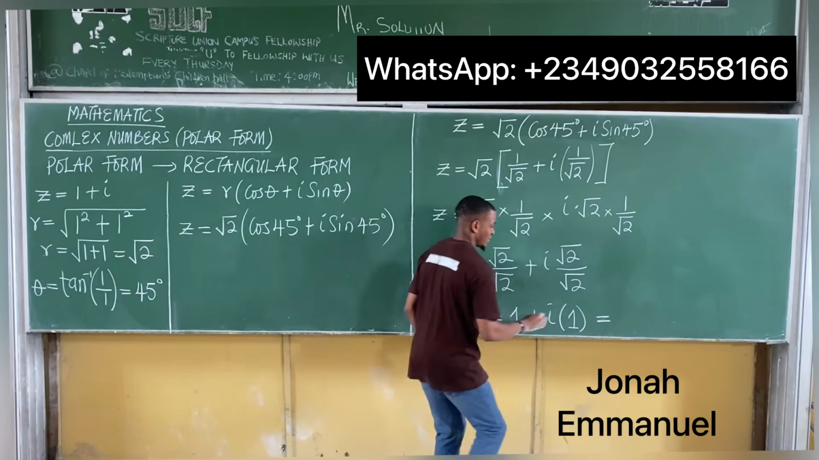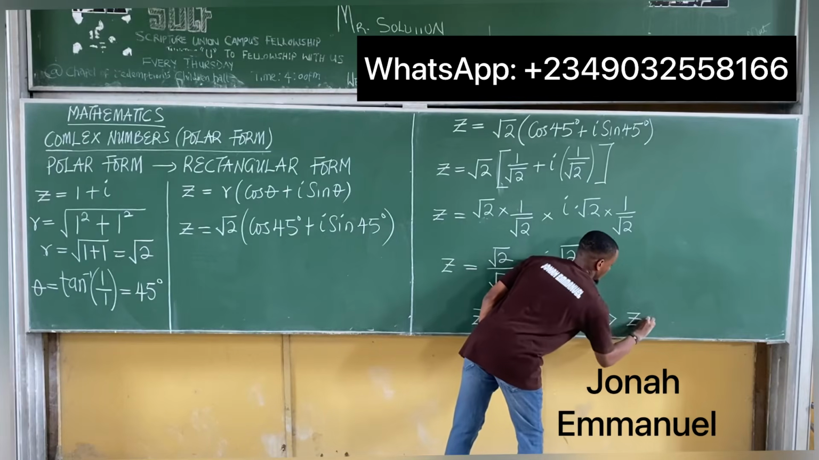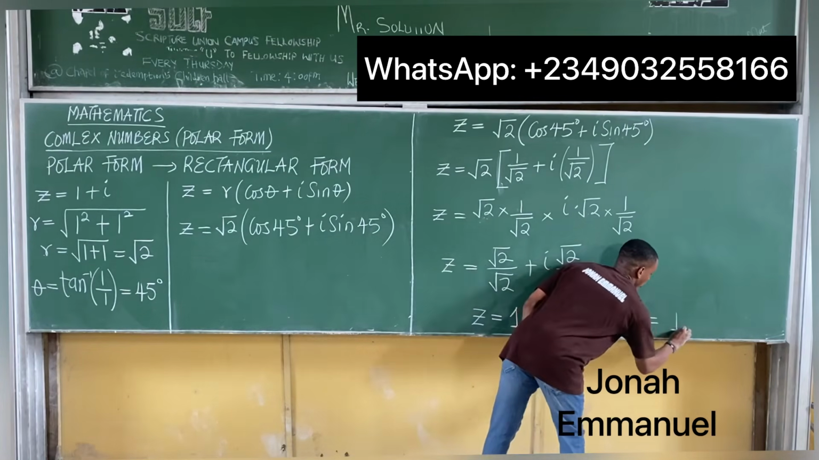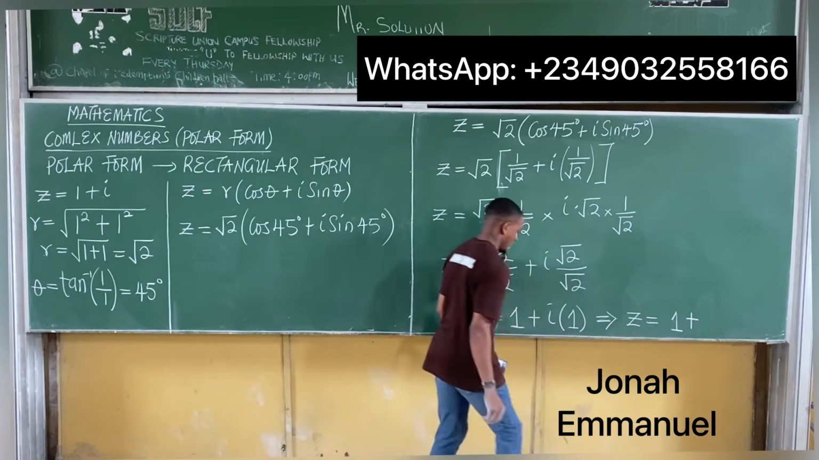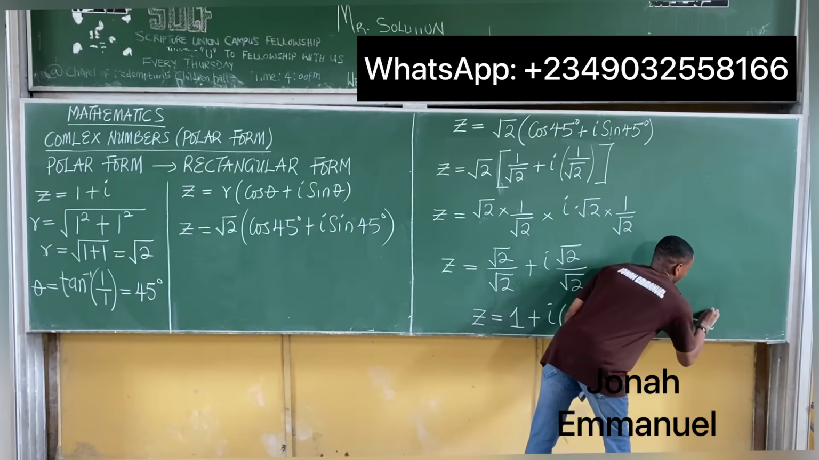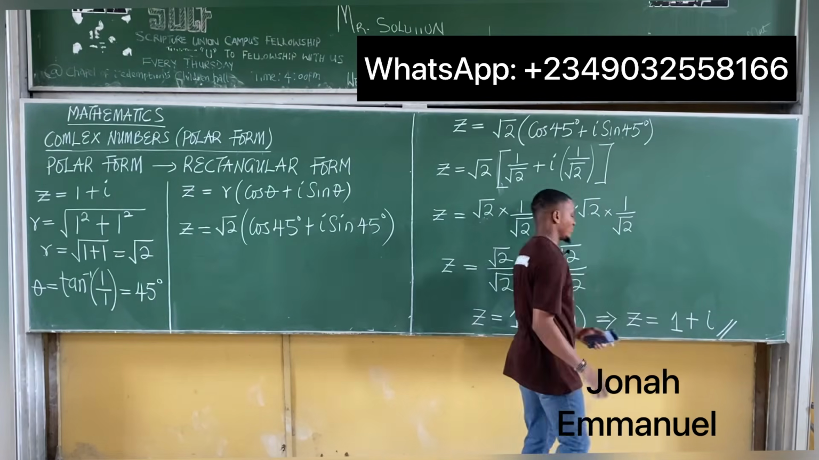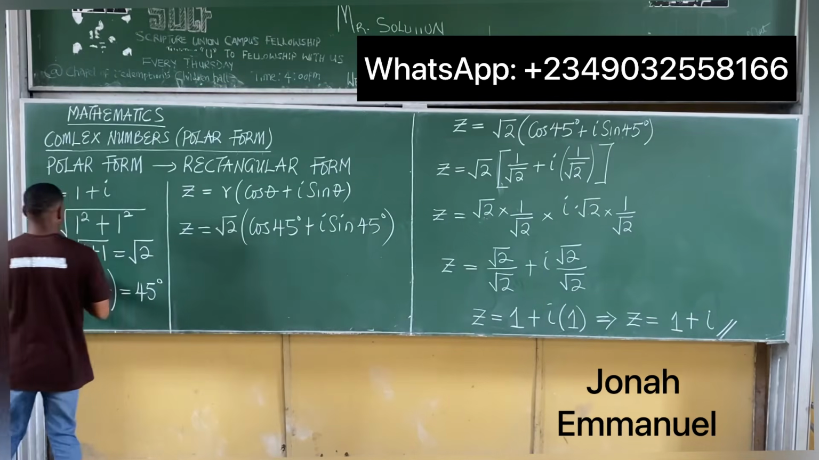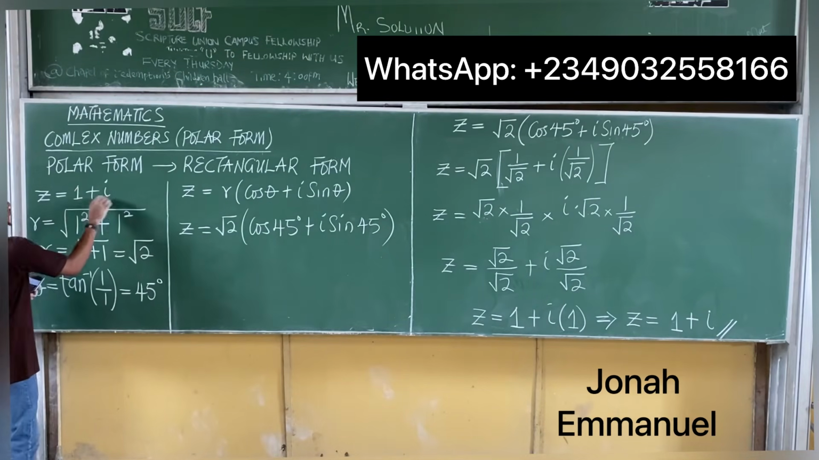It means that z is equal to, I have 1, so it becomes 1 plus i times 1 is i. So I have i. So z is equal to 1 plus i. That's the exact thing we had from here. That z being equal to 1 plus i.